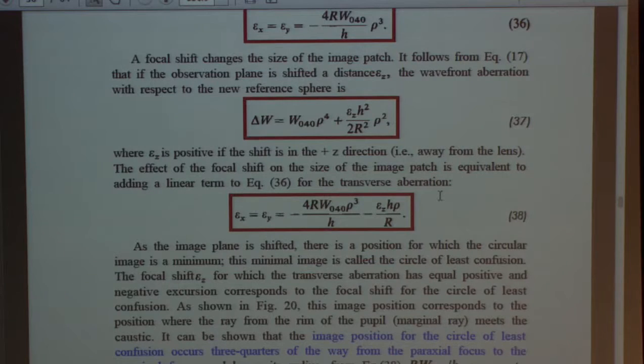So if that is the wavefront, then I just have to take the derivative to get the transverse aberration. And so the transverse aberration goes to what I had before without defocus, and then the part that comes from defocus here, and so that's minus epsilon sub z h rho over r.